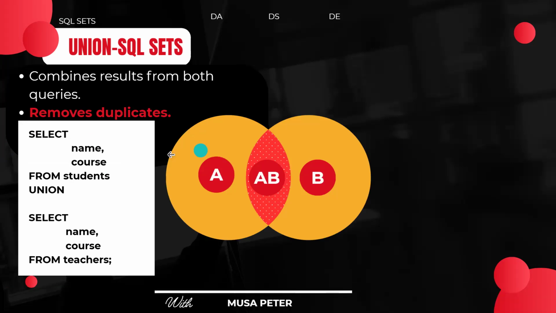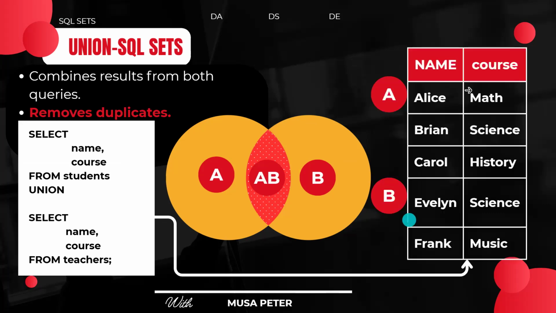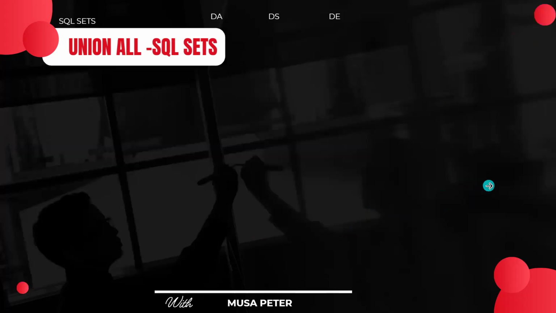As I said, the output is going to have values from table A and table B, and then it is going to disregard or remove all the duplicates. So our output is going to have Alice and her course, Brian and his course, and Carol and her course. And then from table B, we are only going to have 2 values, that is Evelyn and Frank. The reason we only have 2 values is because Alice was appearing on both tables, so the second Alice is going to be considered a duplicate. Now, I hope that makes sense.